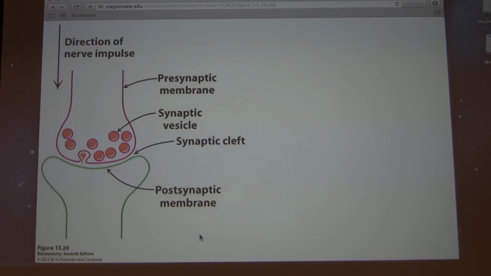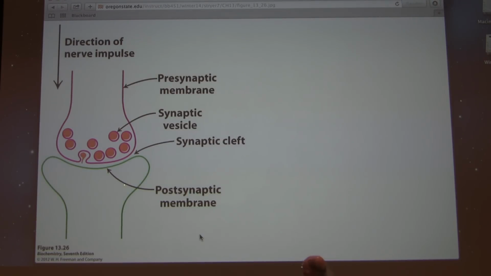So, as the signal is coming down, near the end of the cell, we have things called synaptic vesicles. And these synaptic vesicles have within them a molecule that can interact with the next nerve cell. As the signal comes down, the synaptic vesicles will fuse with the end of the nerve cell, and when they fuse, they get released into the gap between the individual nerve cells. The gap is known as the synaptic cleft. These neurotransmitters that are right here will stimulate the opening of the sodium gates in the next one.